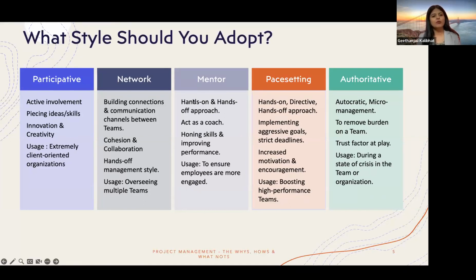So when we are talking about participative management, I have outlined 3 things here: active involvement, piecing ideas and skills together, innovation, and creativity. What you're trying to do is, you're sitting in the driver's seat, you know who your teams are, what your team members are like. You engage in a healthy discussion among your teams. Ideas spring out of discussions. Healthy discussions lead to interesting innovations also coming into the picture. So that is enhancing creativity, right? That is wherein you will be getting maximum benefit.